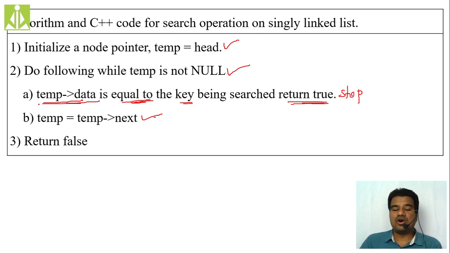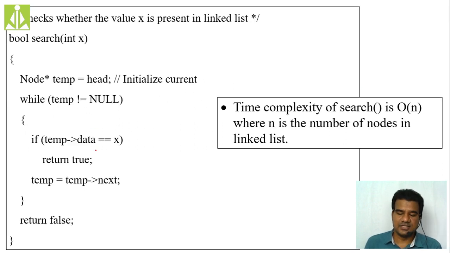After visiting all the nodes, even if you didn't find the key, then we simply return false to indicate that the key is not present inside the linked list.